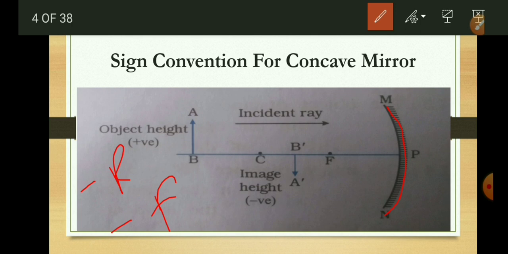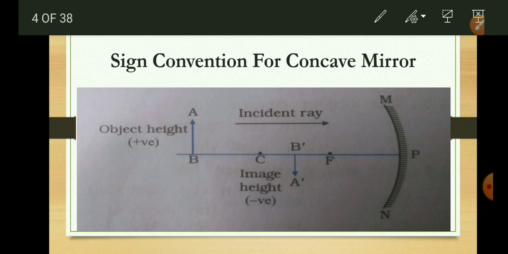In this case, PF is the focal length and we denote focal length by small f. So this will be minus f. Radius of curvature of mirror is PC. This one is radius of curvature. We denote it by capital letter R, and sign in case of concave mirror will be minus R.